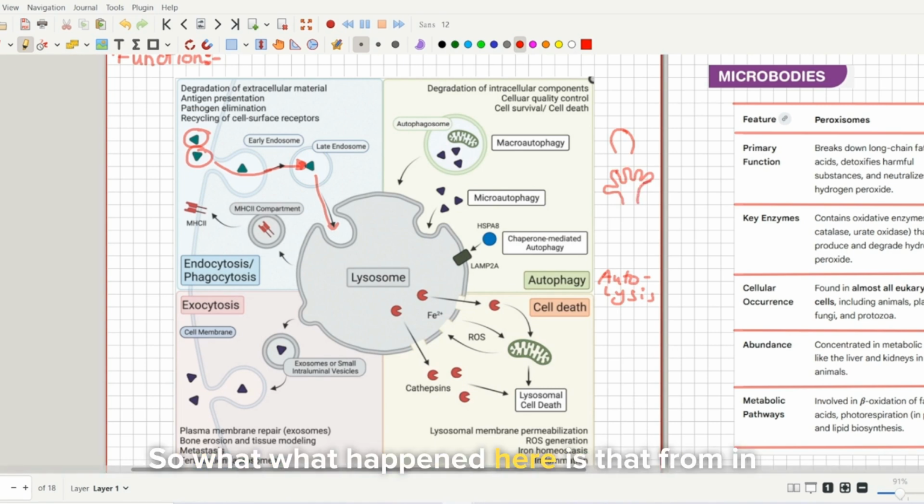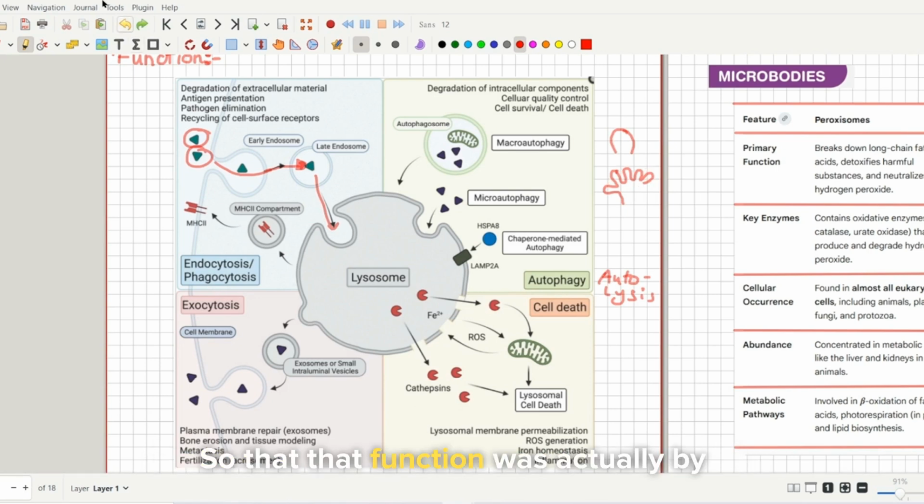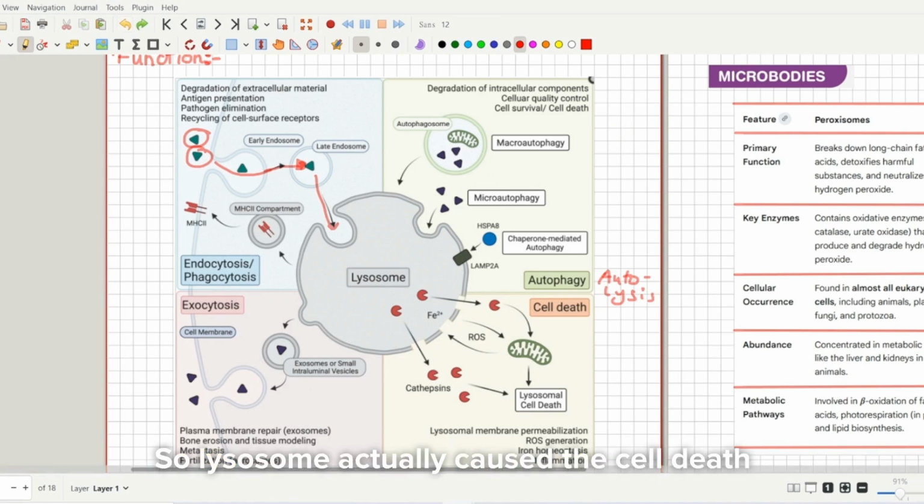So what happened here is that from in between these fingers the cells were eaten out. That function was actually done by the lysosome. A lysosome caused the cell death of those specific cells that we didn't want. That is called autolysis. Autolysis helps in the developmental phase during your 9 months of pregnancy, in the formation of the baby and different body parts. So autolysis is programmed cell death, and that happens by the lysosome.